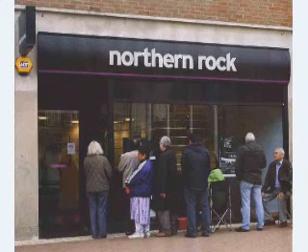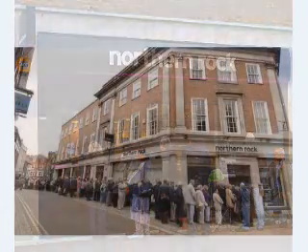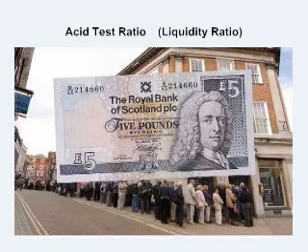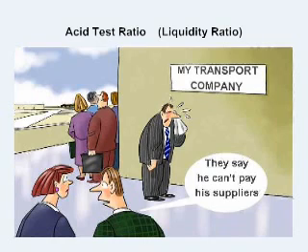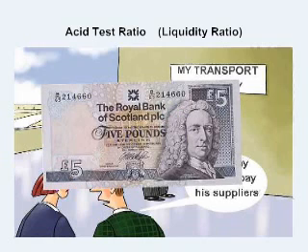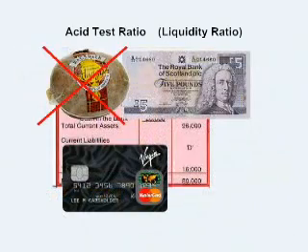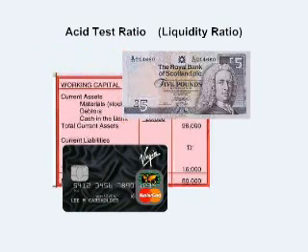Now think Northern Rock. Why was there a queue of people? They wanted their money because the news on the grapevine was Northern Rock is in trouble. The customers wanted cash, and cash only. Suppose a similar situation arose in your business. Would the creditors accept anything except cash? So you have to discount stock when doing the acid test ratio or liquidity ratio.